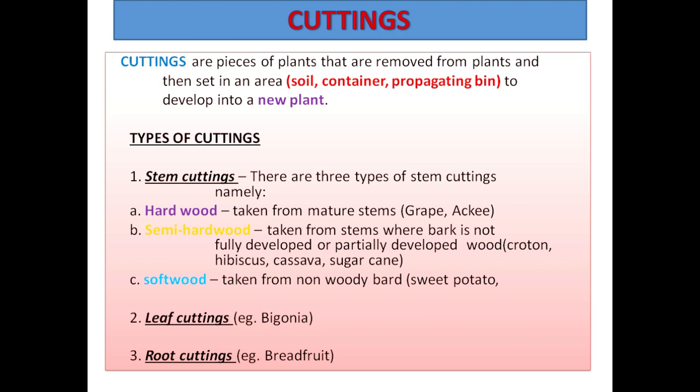So the types of cuttings are: number 1, stem cutting. There are 3 types of stem cuttings, namely: A, you have hardwood, and this is taken from mature stems. Plants like your ackee or grape, you can use hardwood cuttings on that. Of course, you'd use your rooting hormone to help those stems grow roots.